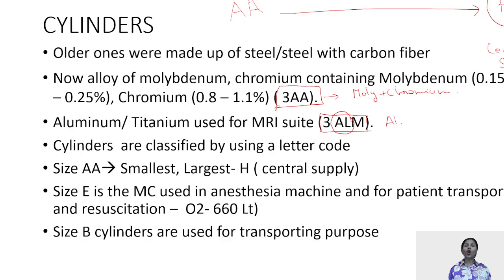And the most commonly used cylinder in your anesthesia machine is your E type of cylinder. Please remember, the most common type of cylinder used in the anesthesia machine is your E cylinder. And for transport purposes, the main cylinders that are used are your D cylinders, which are used for transport purposes on the anesthesia machine, and the smallest of the cylinders.